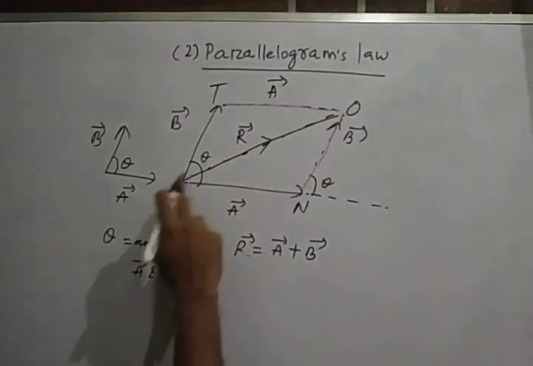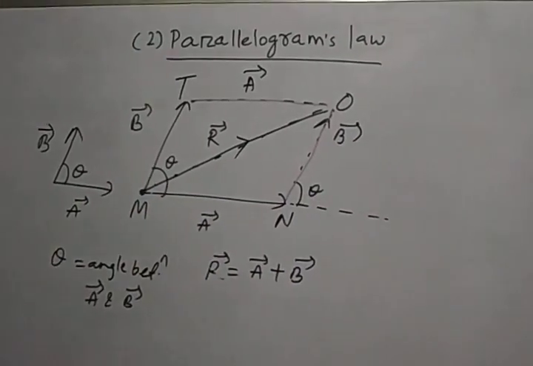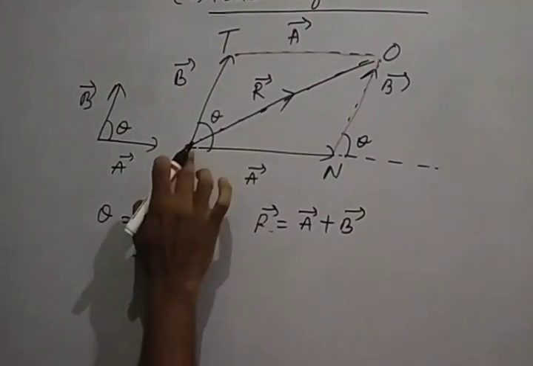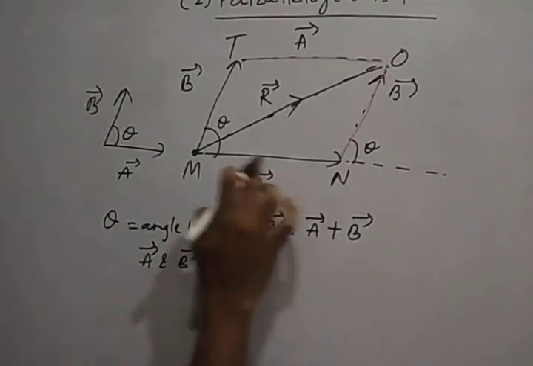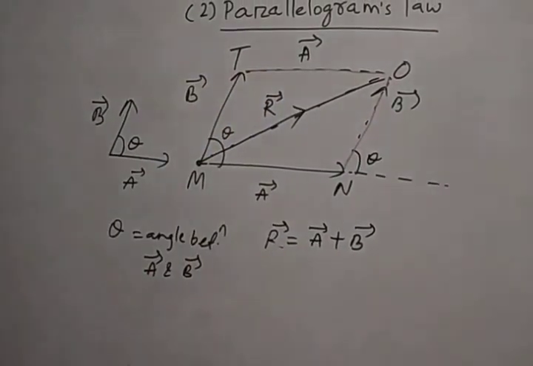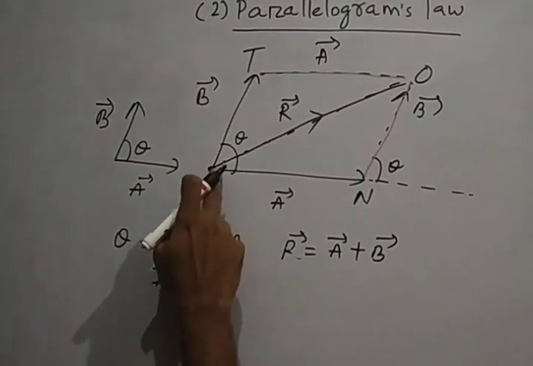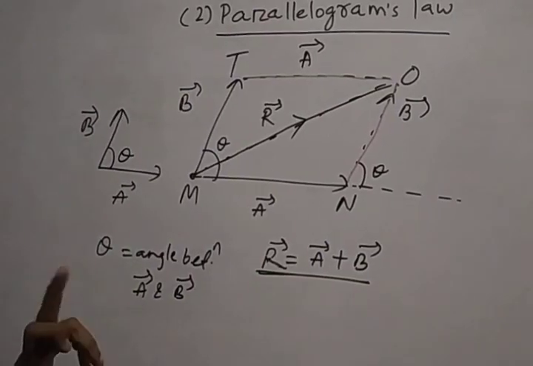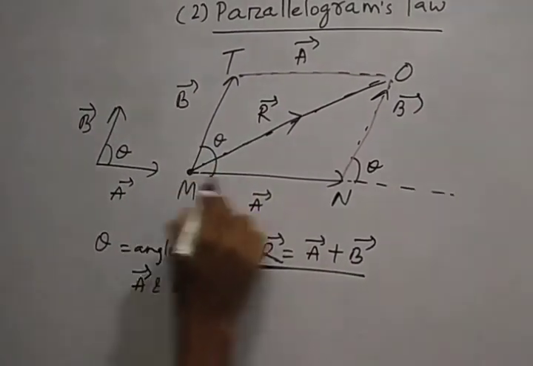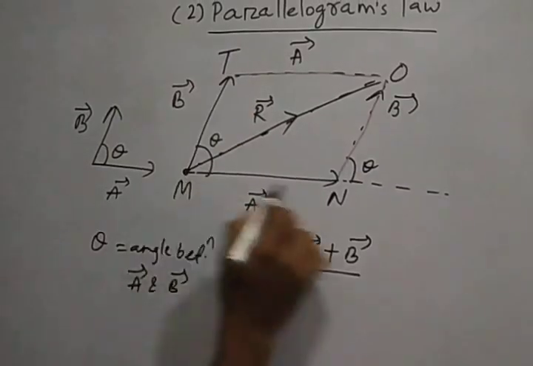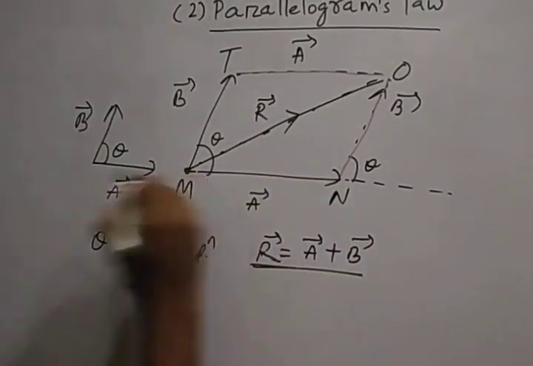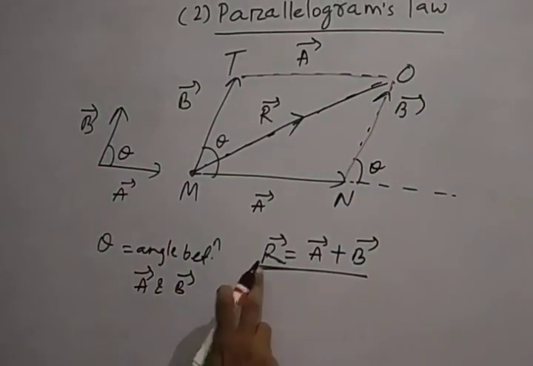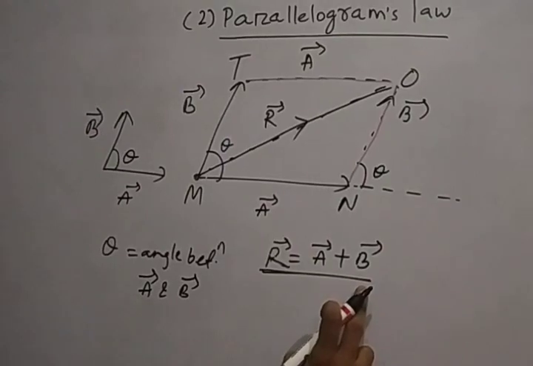Then the diagonal which is passing through point M, which is common to both vectors, A vector and B vector, or you can say M point is the common point from which the MN and MT sides are drawn, will represent the addition of two vectors. I repeat, if two vectors are represented by two adjacent sides of a parallelogram drawn from a common point, then the diagonal which is passing through the common point will give you the resultant of the two vectors. This is very simple.